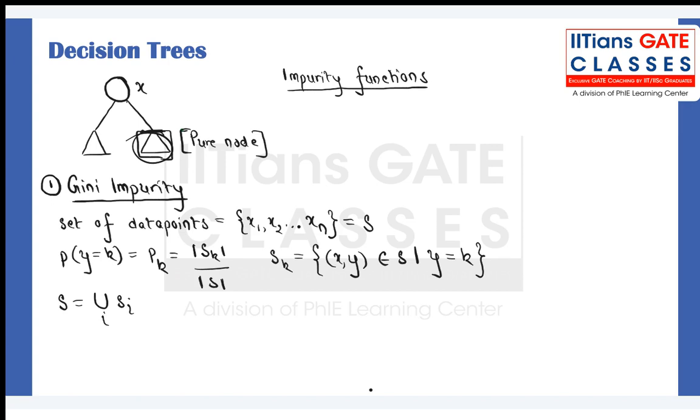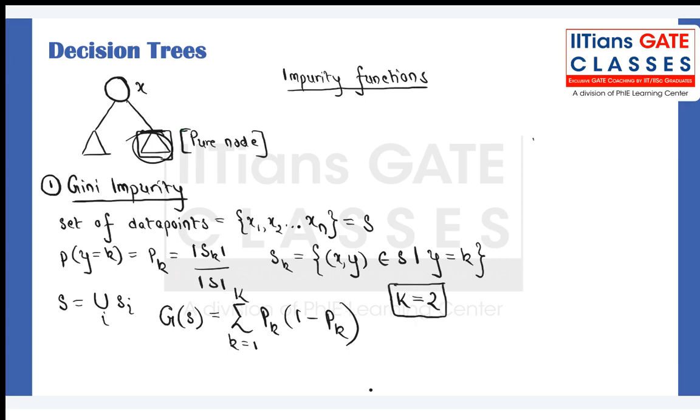The Gini impurity G of S formula is nothing but, for K number of classes, the sum over k equal to 1 to capital K of Pk into 1 minus Pk. So now think of this scenario. Let's say the value of K, the number of classes, is 2. And you have a split such that over here your P1 is 1 and P2 is 0.